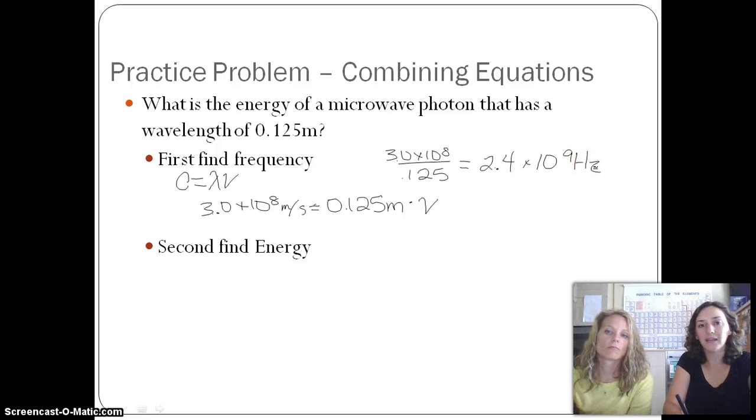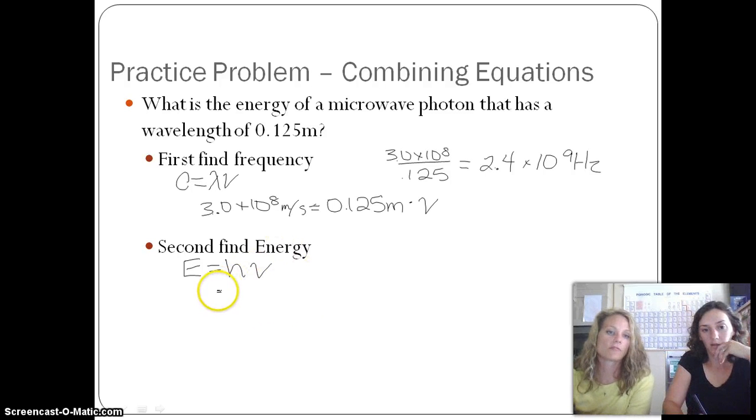Now, what are we actually looking for? We're looking for the energy. You were given the wavelength, but in the energy equation, you don't use wavelength. That's why we had to go back and use the speed of light equation, because we had to find the frequency somehow so we could plug it in here. The frequency is the common factor between the two that ties them together.